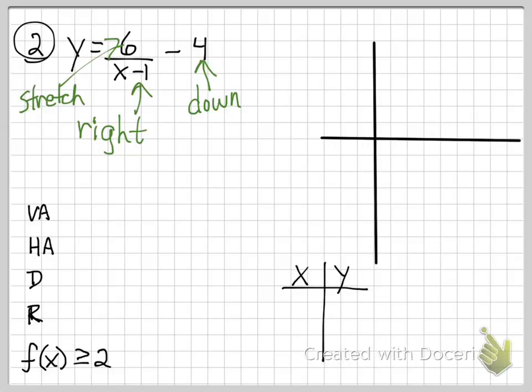So now let's look at our vertical asymptote. The vertical asymptote is whatever makes the denominator 0. So I could set x minus 1 equal to 0. Or I could just move right 1 and notice that x would equal 1. The horizontal asymptote, we moved what? Down 4. So y equals negative 4. Let's put those on the graph. So x equals 1. I have a vertical asymptote on the graph. That's our VA. And then at y equals negative 4, our horizontal asymptote.